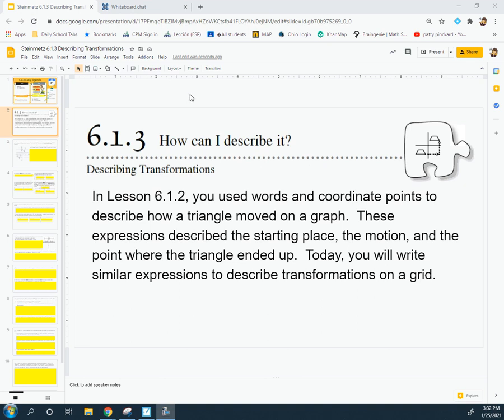So the 613 classwork, describing transformations. In lesson 612, you used words and coordinates to describe how a triangle moved on a graph. These expressions describe the starting place, the motion, and the point where the triangle ended up. Today you'll write similar expressions to describe transformations on a grid.